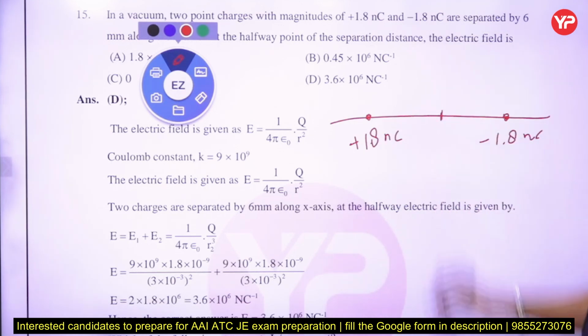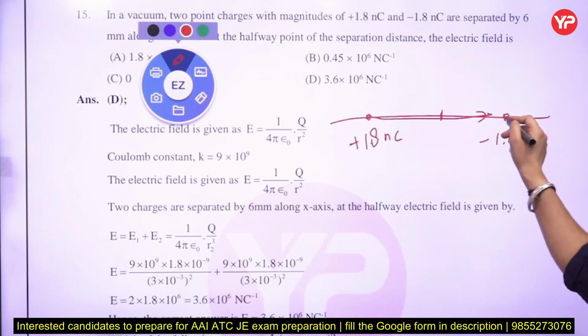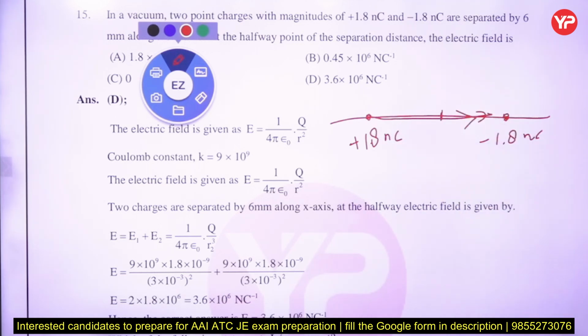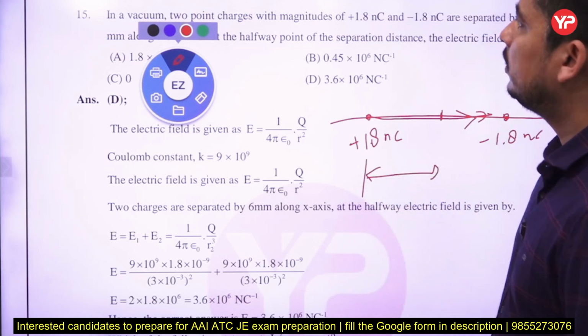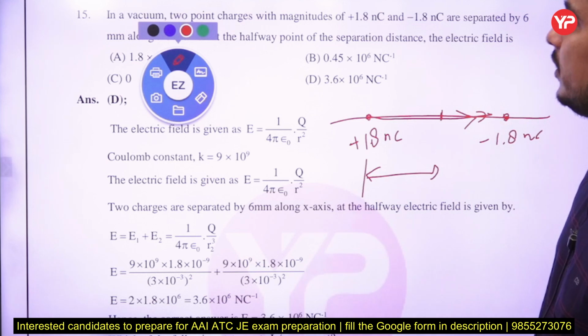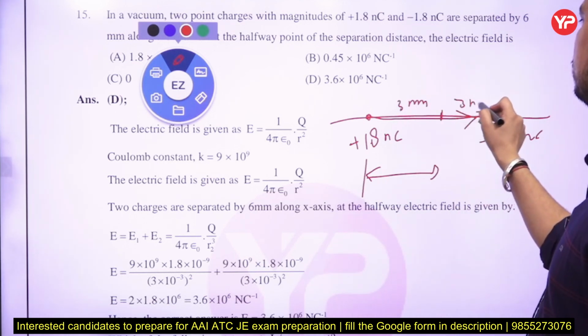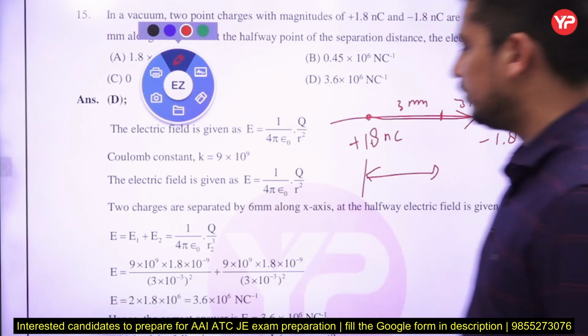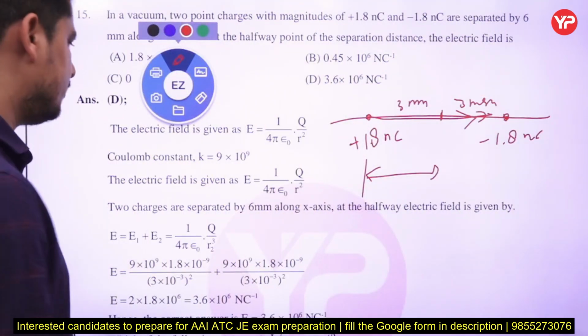And at the center, if I calculate the electric field due to this charge, the electric field is in this direction, and this is a negative charge, so the electric field will come in this direction. The two points are separated by 6 mm, so this distance is 3 mm here and this distance is 3 mm here. The magnitude of electric field for both the charges will remain the same because only the direction will be changed, right?